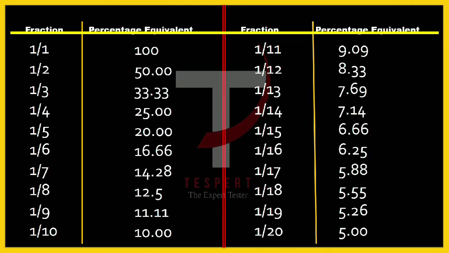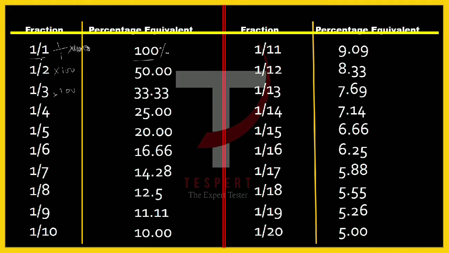Fraction and percentage equivalents. The percentage equivalent of 1 by 1 is 100. How did we get 100? 1 by 1 is multiplied with 100. In the previous slide I told you that to convert a fraction into a percentage, we must multiply that fraction with 100. So all these fractions are multiplied with 100. That's why we got the percentage equivalents of these respective fractions.